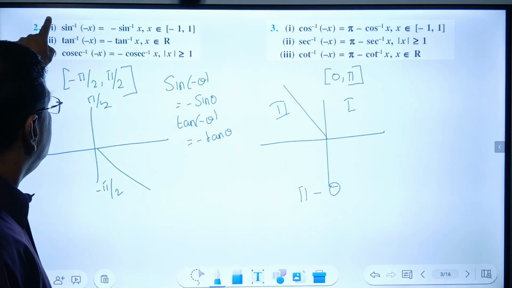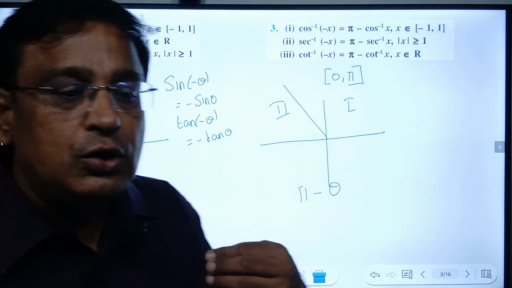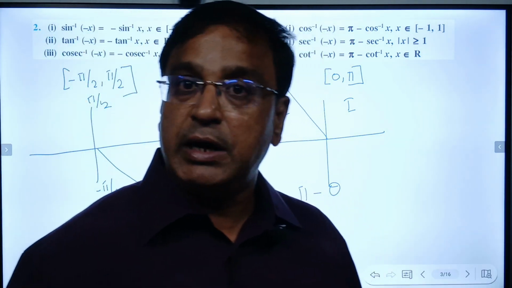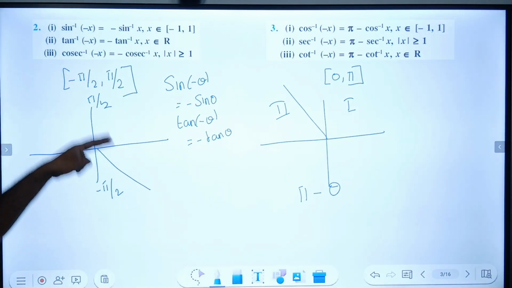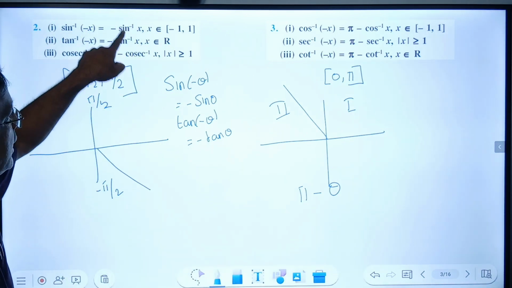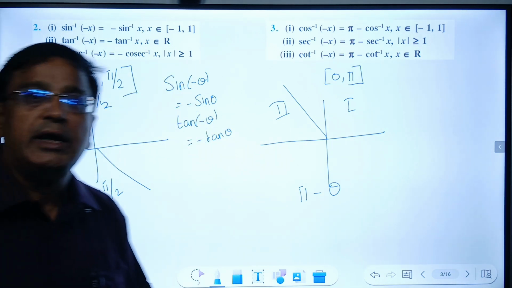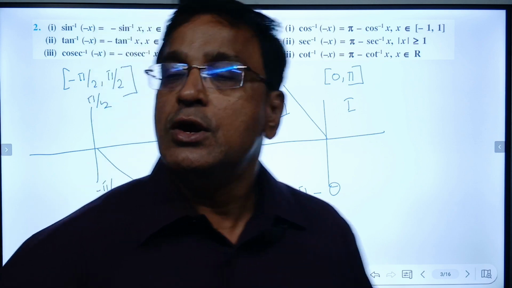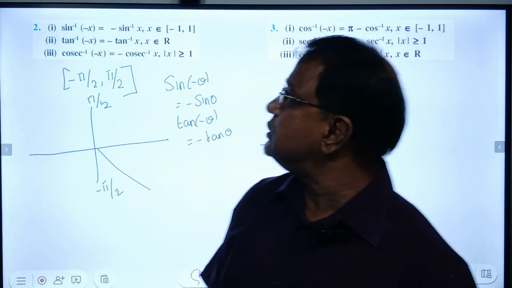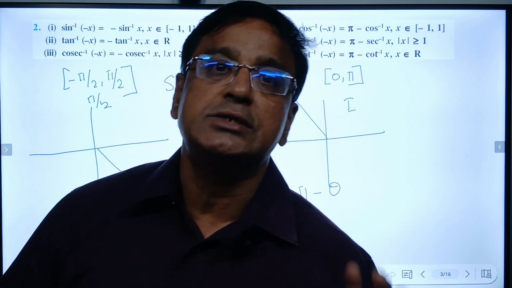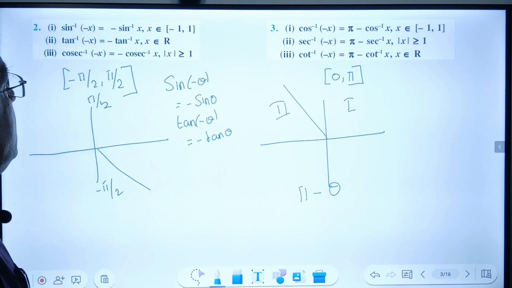Whereas for sine inverse, tan inverse, cosecant inverse, the principal range is minus pi by 2 to pi by 2, which is something like first and fourth quadrant. Since it's in the fourth quadrant, all these are negative. Using the same logic, I get sine inverse of minus x is minus sine inverse of x, tan inverse of minus x is minus tan inverse of x, and cosecant inverse of minus x is minus cosecant inverse of x. So do not forget these formulas. They are very, very, very important.